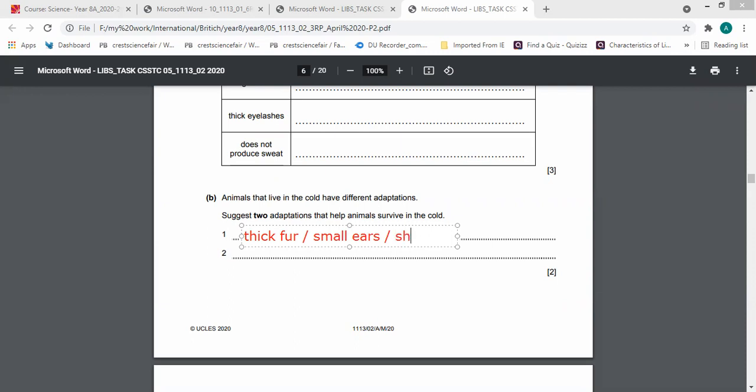Short legs. Lots of fat. Okay, you got it? Yes. Have you finished? Yes. Okay, let's go to the next question.